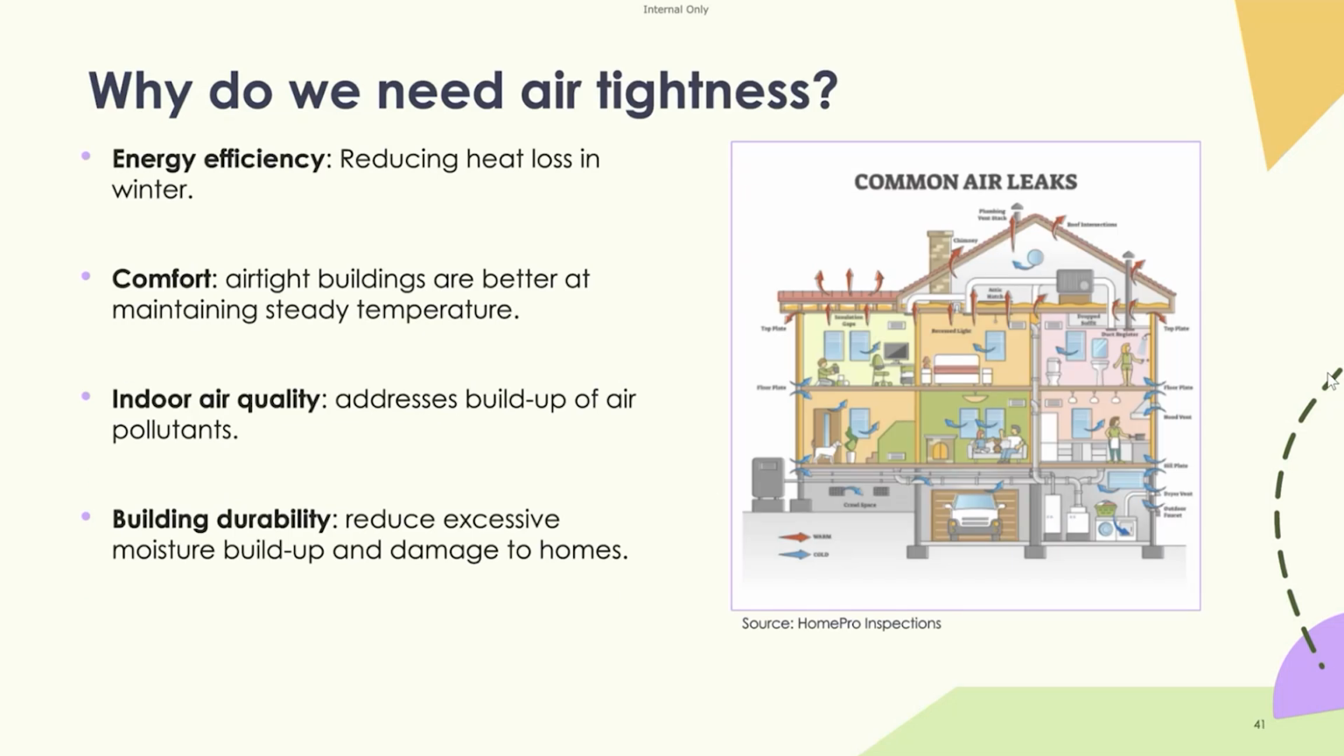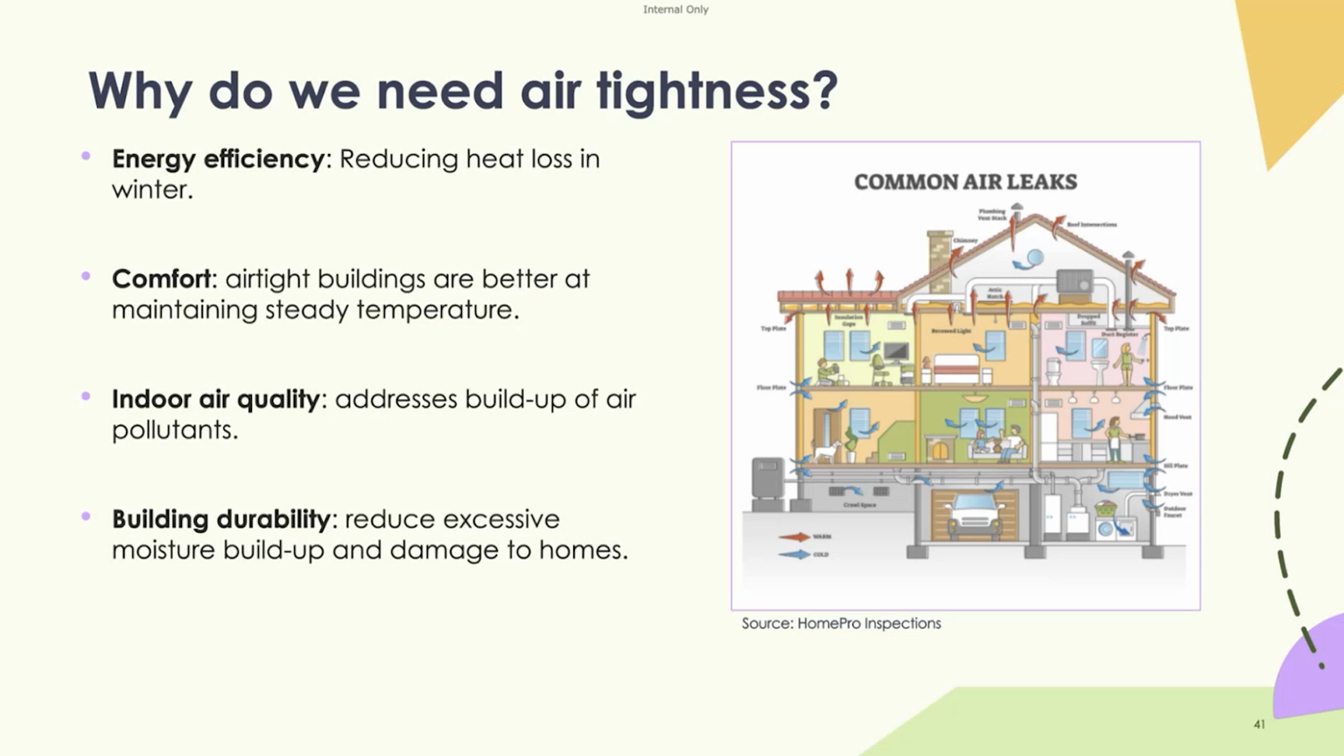Why do we need air tightness? So it's quite self-explanatory, energy efficiency. It can reduce heat loss in the winter, and it can provide more occupant comfort and improve indoor air quality. So you can see on the right hand side, there's lots of examples of heat loss through construction. So through the roof, through gaps in downlights, through the top plates and ridges and things like that. There's a lot of heat loss through the ceiling.